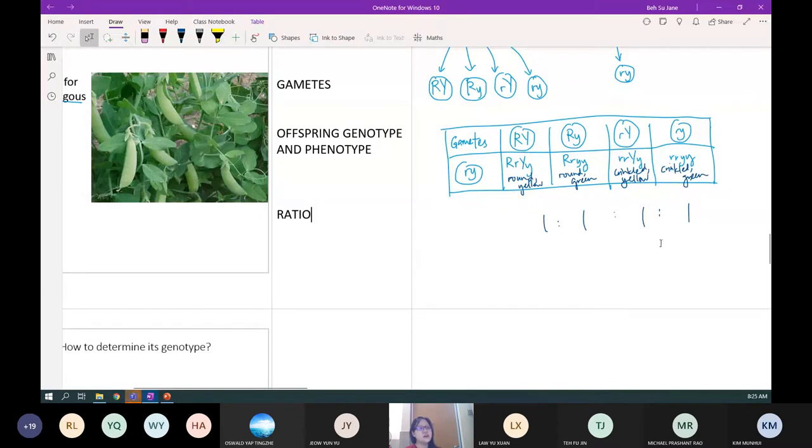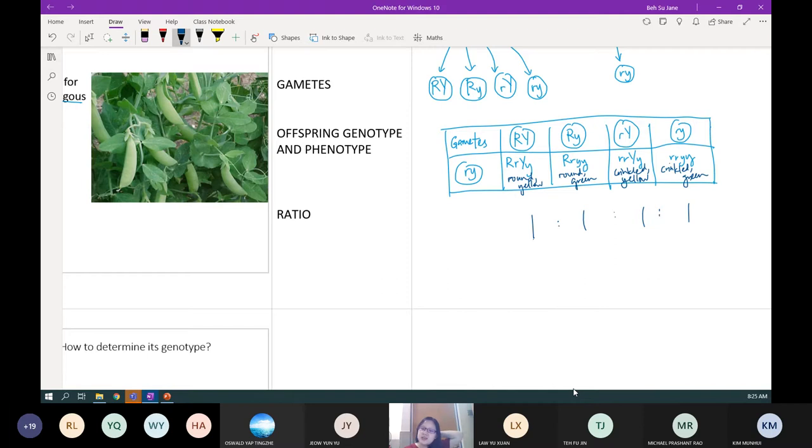Now in cases like this, you realize how I spaced the ones out to align with the table. And that's because I don't want to write this again. I don't want to write round yellow again to round green. Because you have to tell them what the phenotypes are and what the ratio means, right? So it's just too much trouble. Just write there 1, 1, 1, 1, aligning with the table.